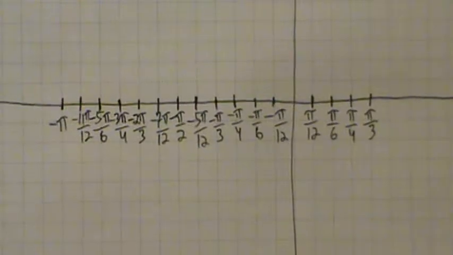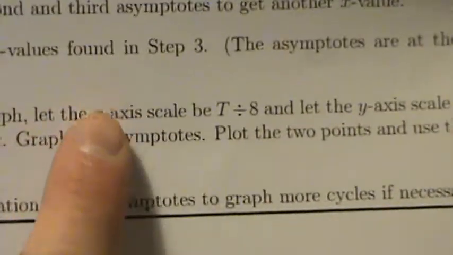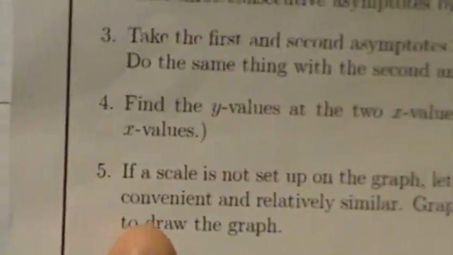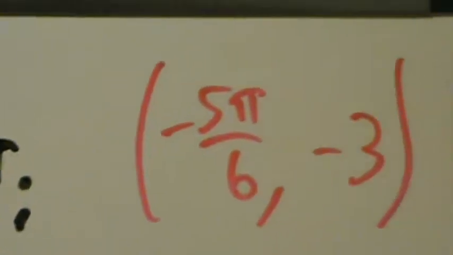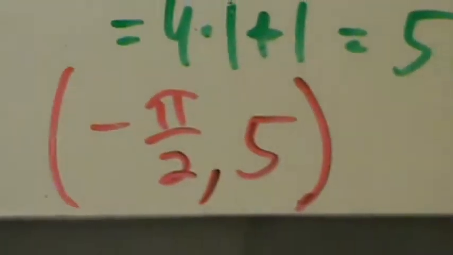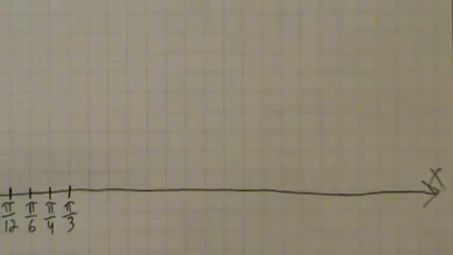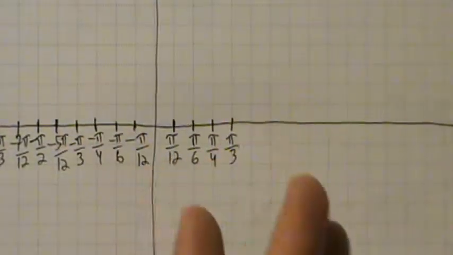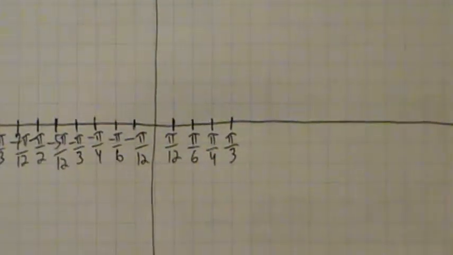Now if we go back to our steps here, let the x-axis scale be t divided by 8, so what we just did. Let the y-axis scale be something convenient and relatively similar. Convenient means make it convenient for our y-coordinates. Our y-coordinates are negative 3 and positive 5. So our y-axis scale shouldn't be pi over 12. We shouldn't have anything with pi, because our y-coordinates are straight up integers, negative 3 and 5.